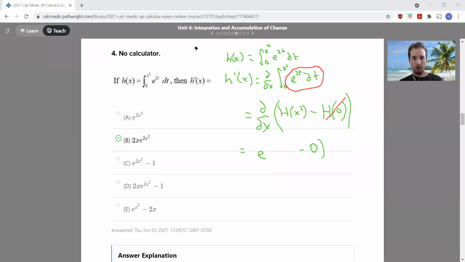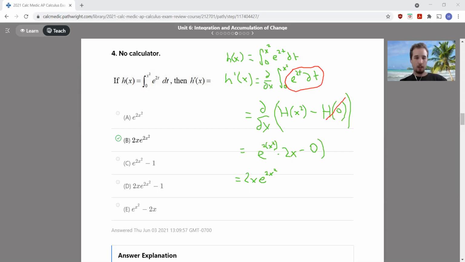So you are going to get e to the 2, my apologies, you're going to get e to the 2, but instead of t, you're plugging in x squared instead of t. And so because of that, you also have to take the derivative of the inside, x squared, and that is 2x. So you get a final answer of 2x e to the 2x squared. And that's the answer to this problem.